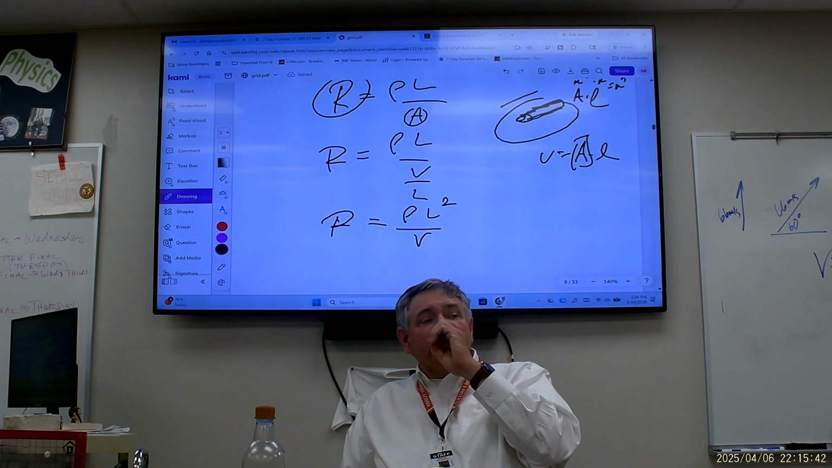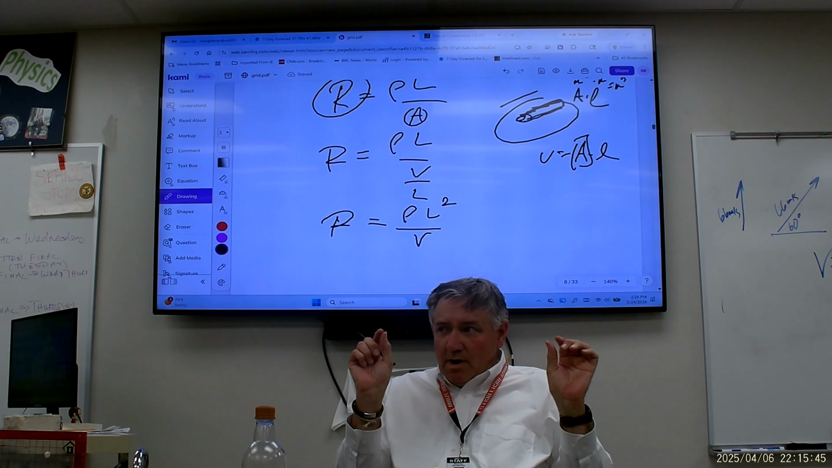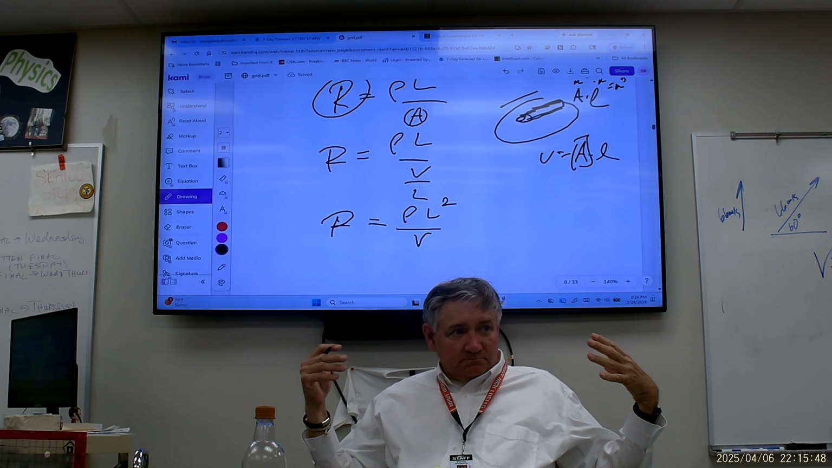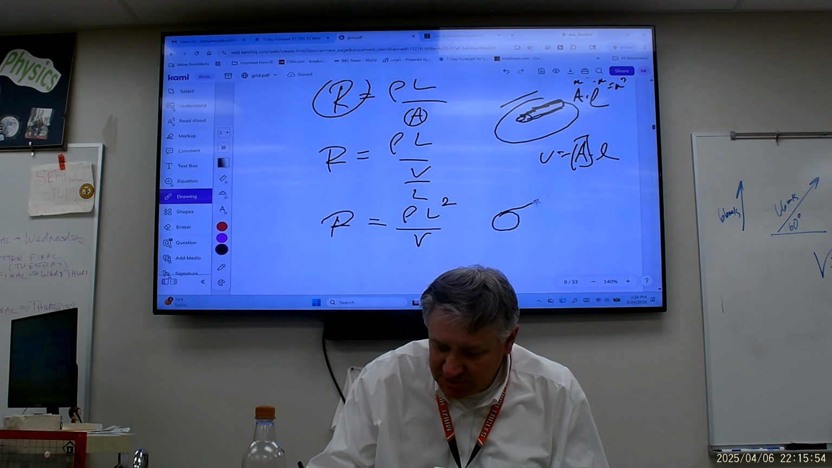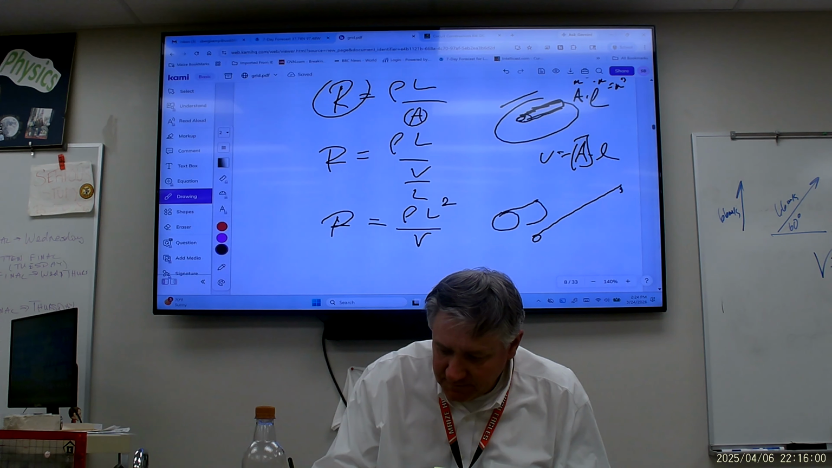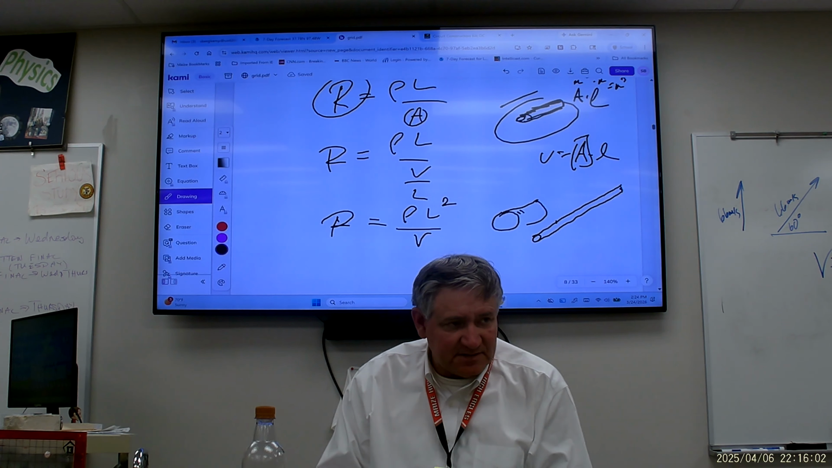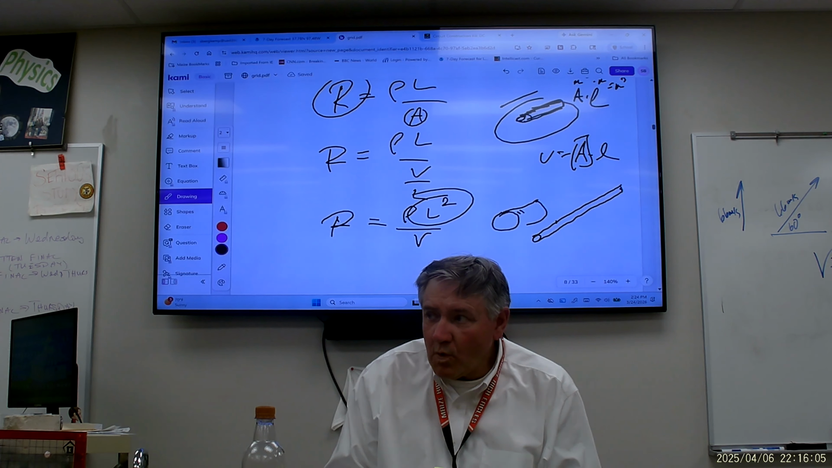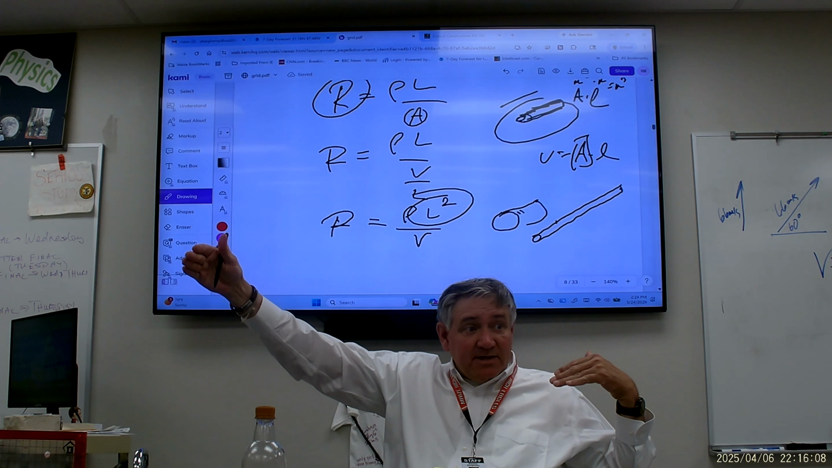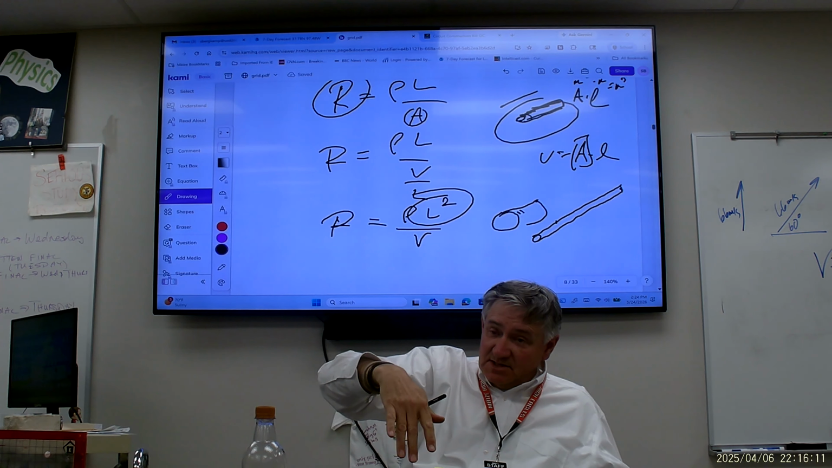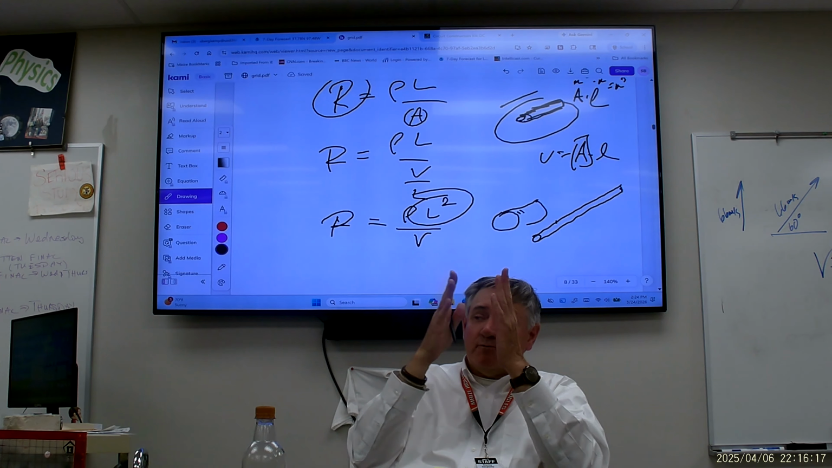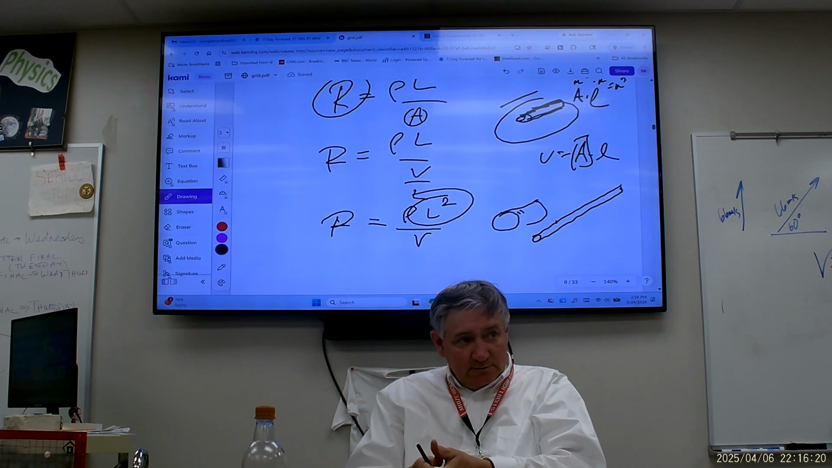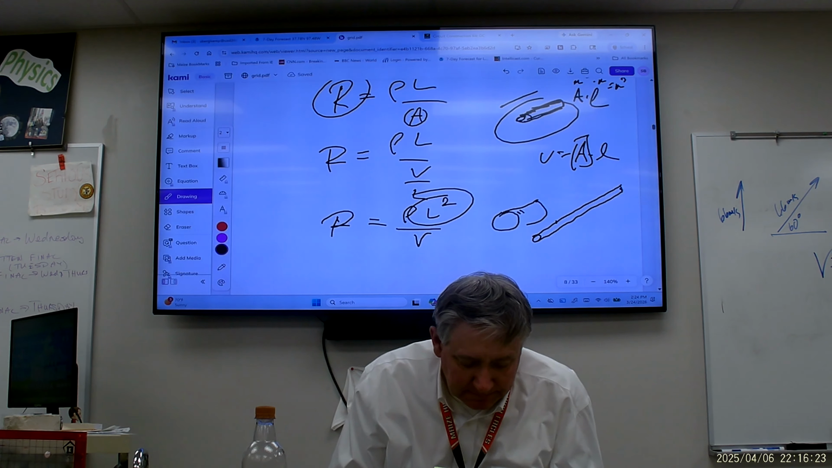So if you're comparing, here's an interesting thing. If you're comparing two wires that have the same volume, and this is going to be important, you might have a thicker wire that's shorter versus a smaller wire that has a greater length. If these both have the same volume and you double the length, the resistance is going to go up by a factor of 4. So this is where you have to play the game of what are you holding constant and what are you changing. Okay? All right.